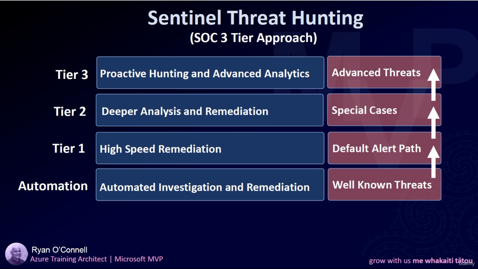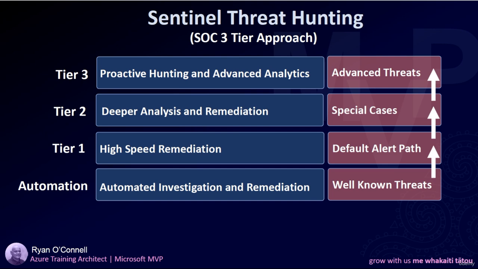Now we have the three-tier approach. At the bottom we have automation, investigation, and remediation of well-known threats. This is done automatically within Azure. They have loads of templates and loads of queries to help us do this and make our life easy. Then we have high-speed remediation where the default alert path is set up.